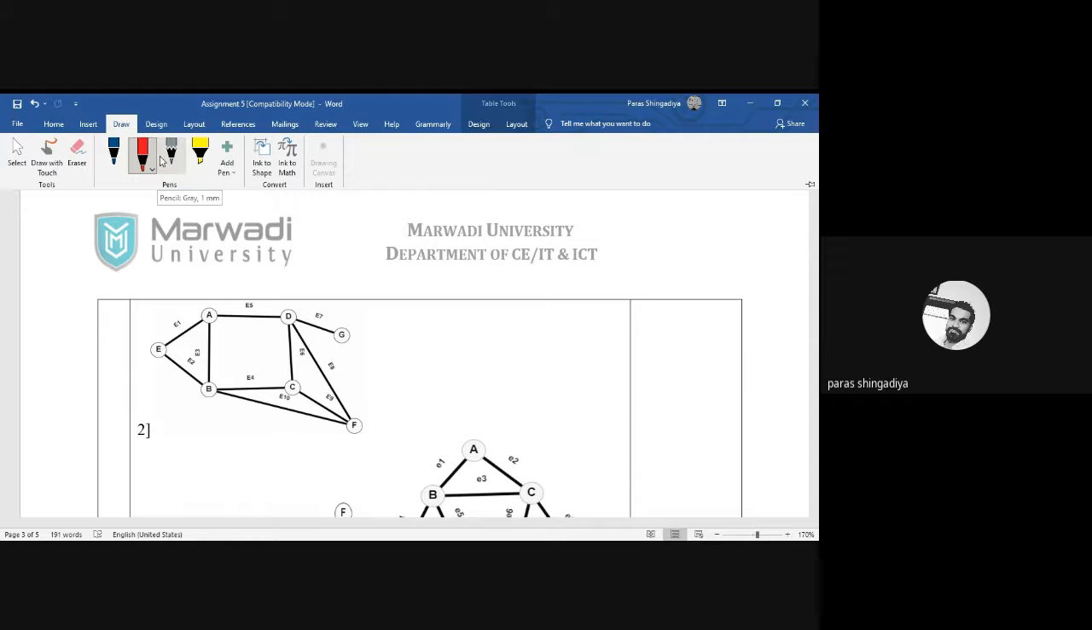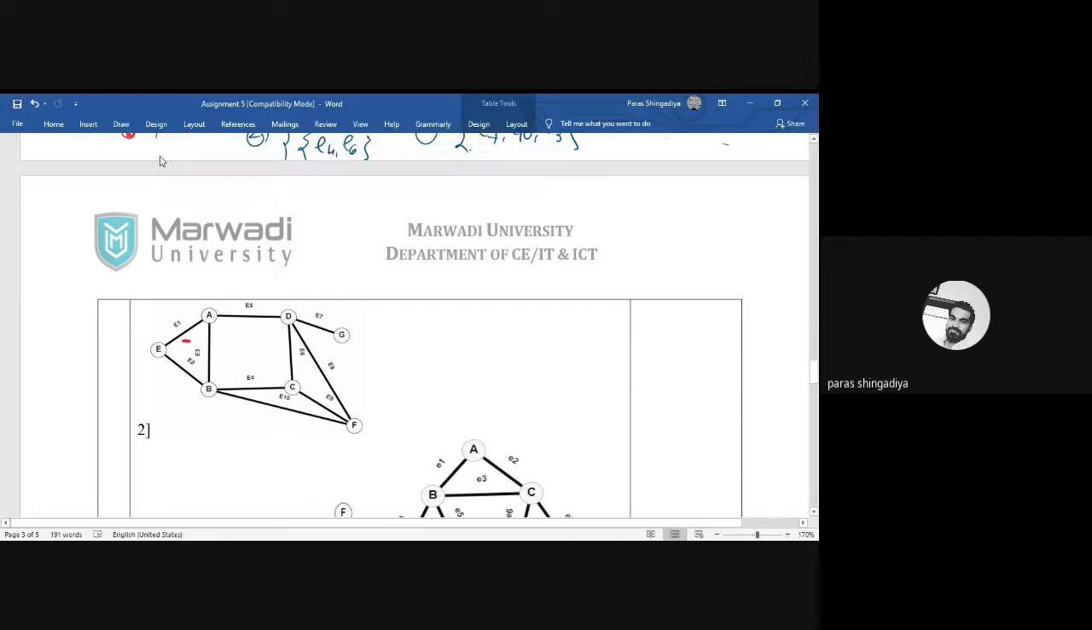How many edges will you delete? 4 edges, I think. 10 edges are given, okay? E10 and 5 vertices. So 4 edges will be deleted, okay? You have to remove 4 edges. So let's consider this as my spanning tree.